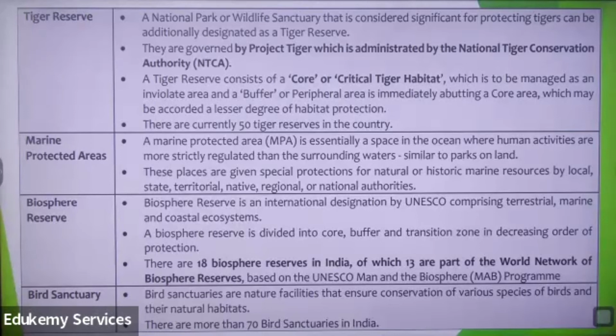Next comes the marine protection area. Then biosphere reserves. Biosphere reserves are designated by UNESCO. These are also divided into core, buffer and transition zone. Then you have the bird sanctuaries. Have you taken the screenshot?